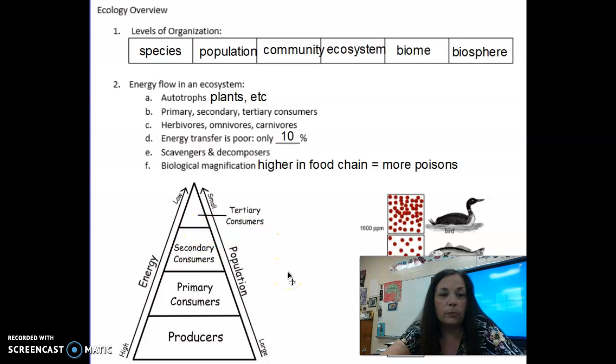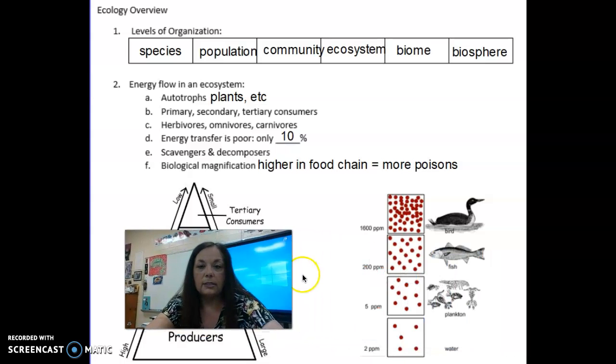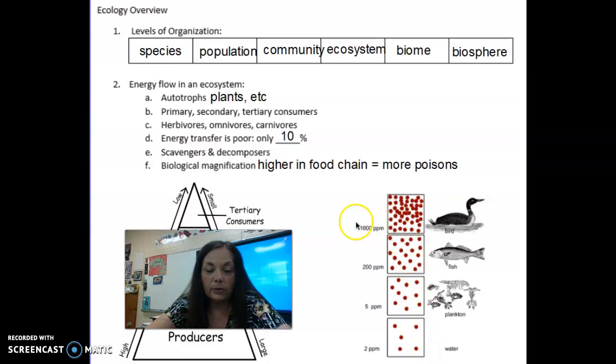All right, then other important parts of the ecosystem are scavengers and decomposers. And then the last little thing on this screen is biological magnification. All that is, is that the higher you go up in the food chain, the more poisons there are. As an example, DDT is a poison that we spread in the water to kill mosquitoes. Obviously the DDT would be in the water, and the things that float in the water can get that DDT in them. But then the larger organisms, which eat these, are going to have more poison in them.